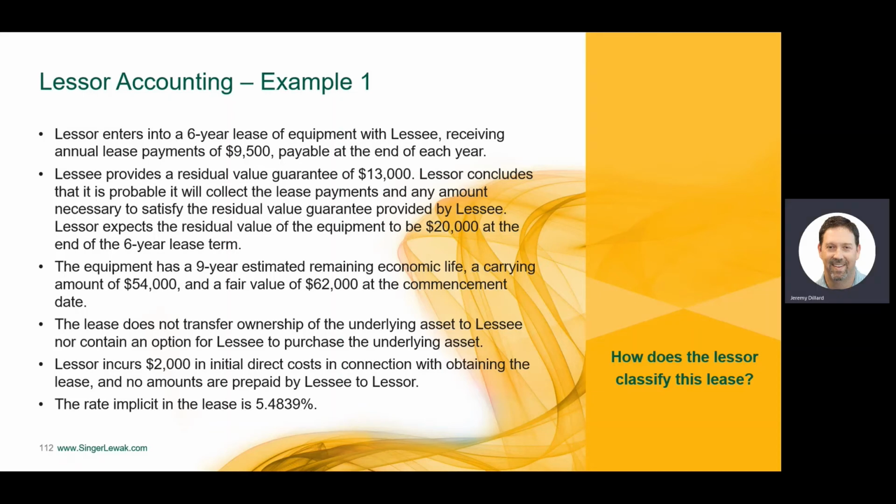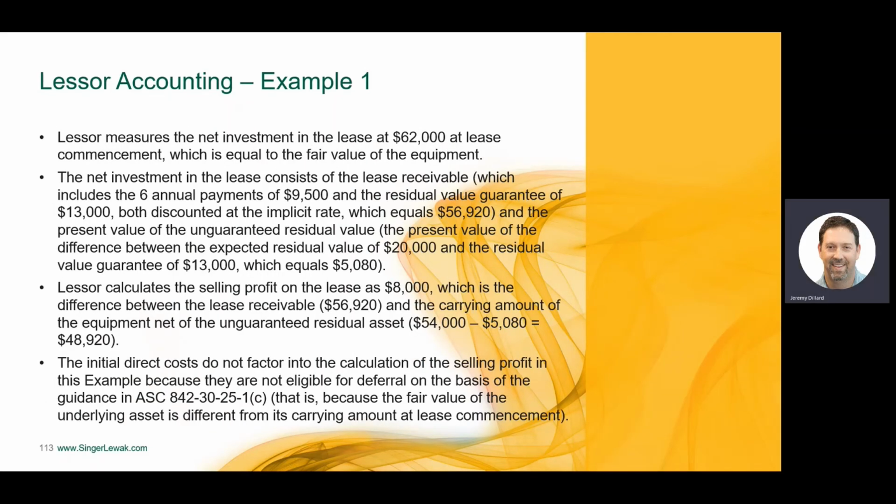There's no title transfer to the lessee, nor a purchase option. The lessor incurs $2,000 in initial costs to get the lease signed, and the implicit rate is 5.48%. So how should the lessor classify this lease? Okay, let's break down that information on the previous slide.